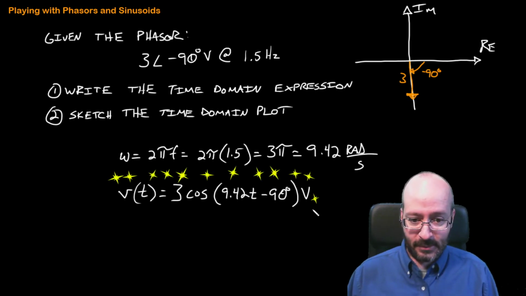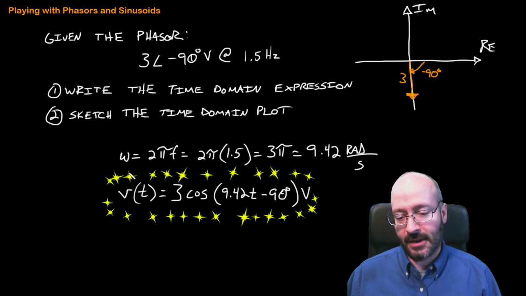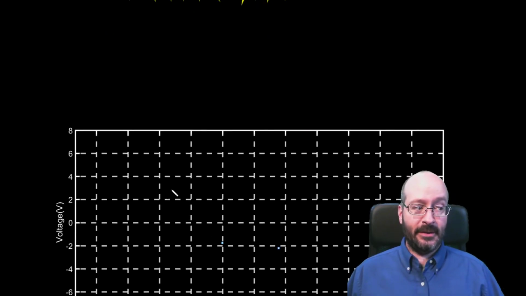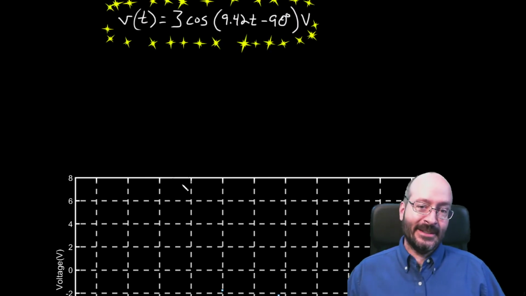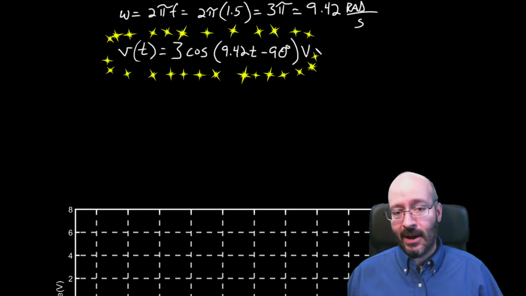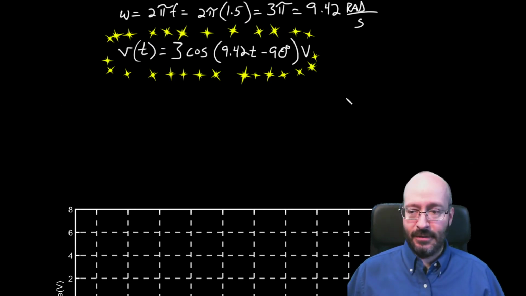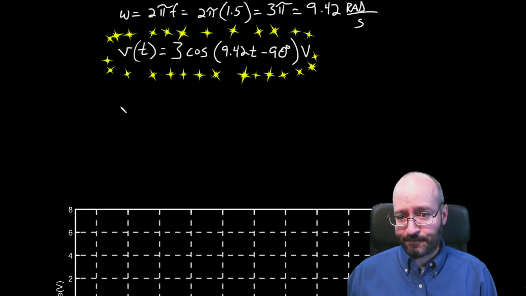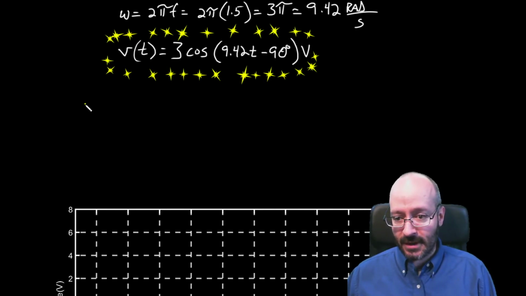So that was the first thing we were trying to do. Hey, look, it's almost like I put this plot down here anticipating having to do this. Okay, so in order to make the plot, really all we have to do now is evaluate this at a few different values. I think the easiest one to evaluate it at is at t equals 0.